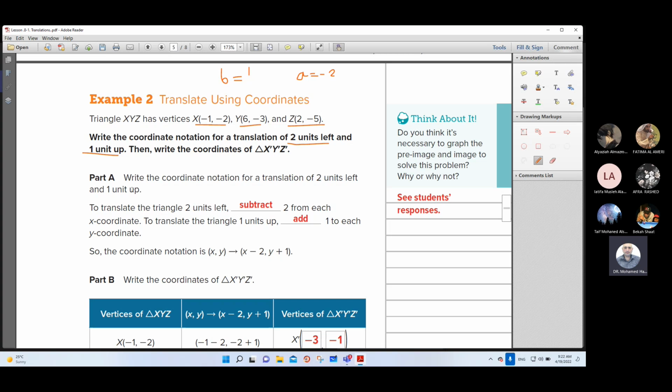So the first step, write the coordinate notation for a translation of 2 units left and 1 unit up. To translate the triangle 2 units left, subtract 2 from each x coordinate. To translate the triangle 1 unit up, add 1 to each y coordinate. So the coordinate notation, (x, y), the translation will be x plus a means x minus 2, and y plus b means y plus 1. Then write the coordinates of triangle X prime, Y prime, Z prime.